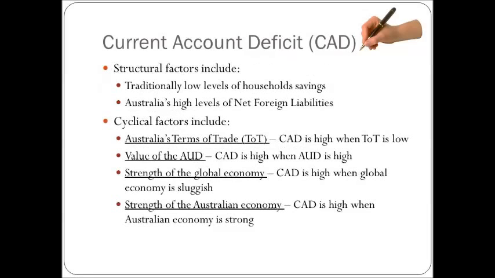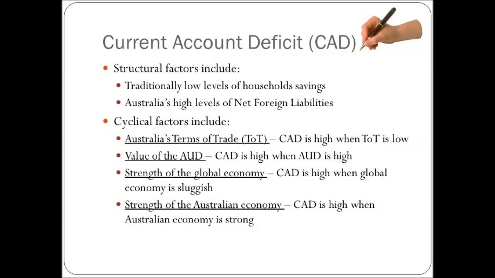The current account deficit structural factors include traditionally low levels of household savings and Australia's high level of net foreign liabilities. Make sure to write this down as well. Cyclical factors include the terms of trade, the value of the Australian dollar, the strength of the global economy, and the strength of the Australian economy. Make sure you understand what the relationship between each of these and the current account deficit is.